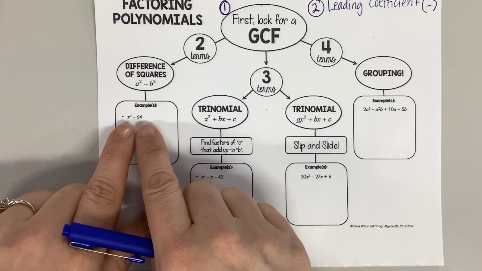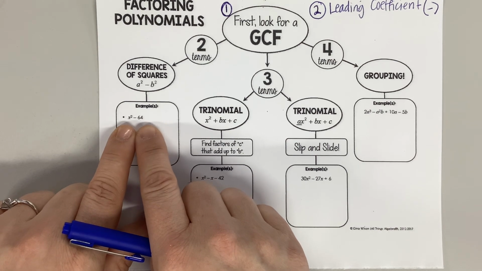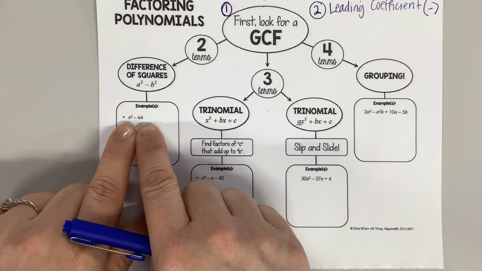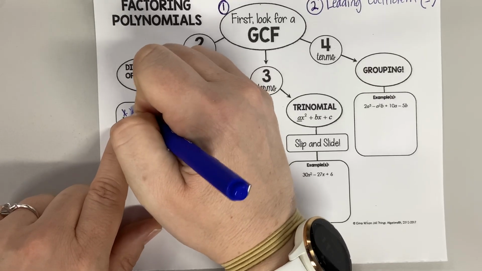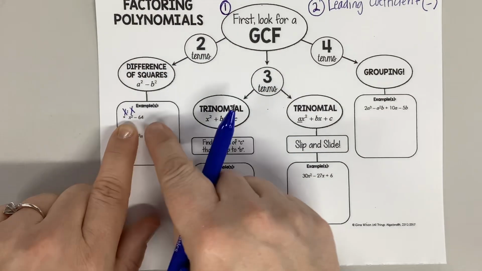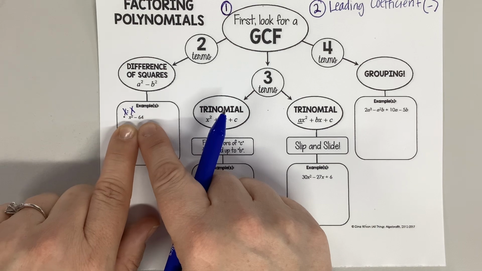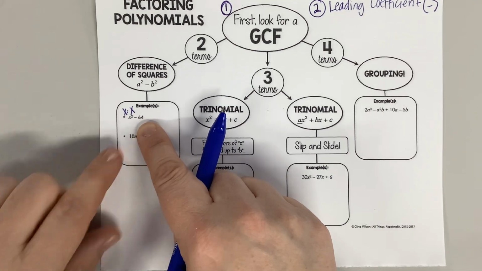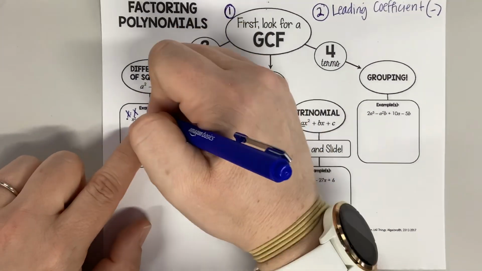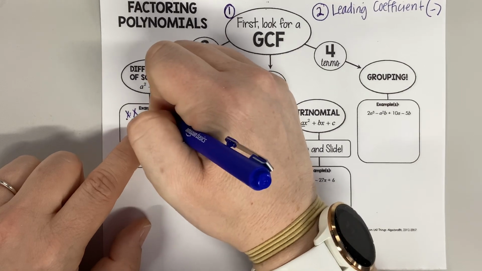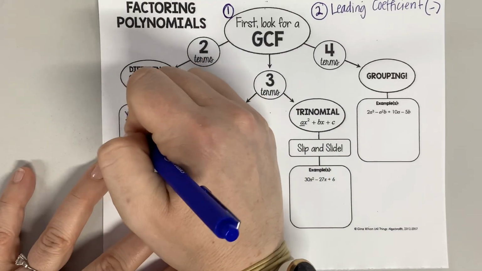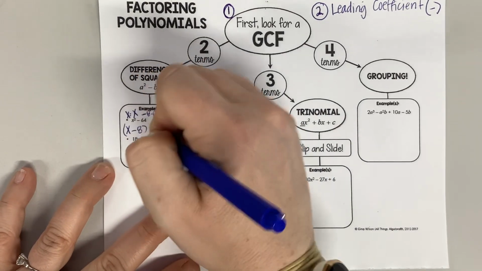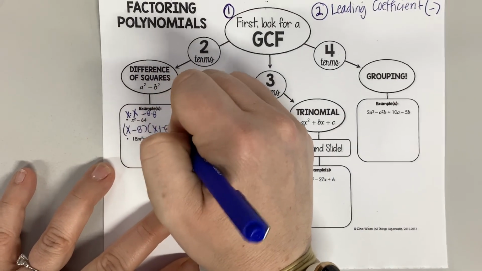Is this a subtraction problem? Yes. Is x squared a perfect square? X times x, right? And is 64 a perfect square? Yes. Negative 8 times positive 8. It can only be that. There's nothing else. X minus 8 and x plus 8.